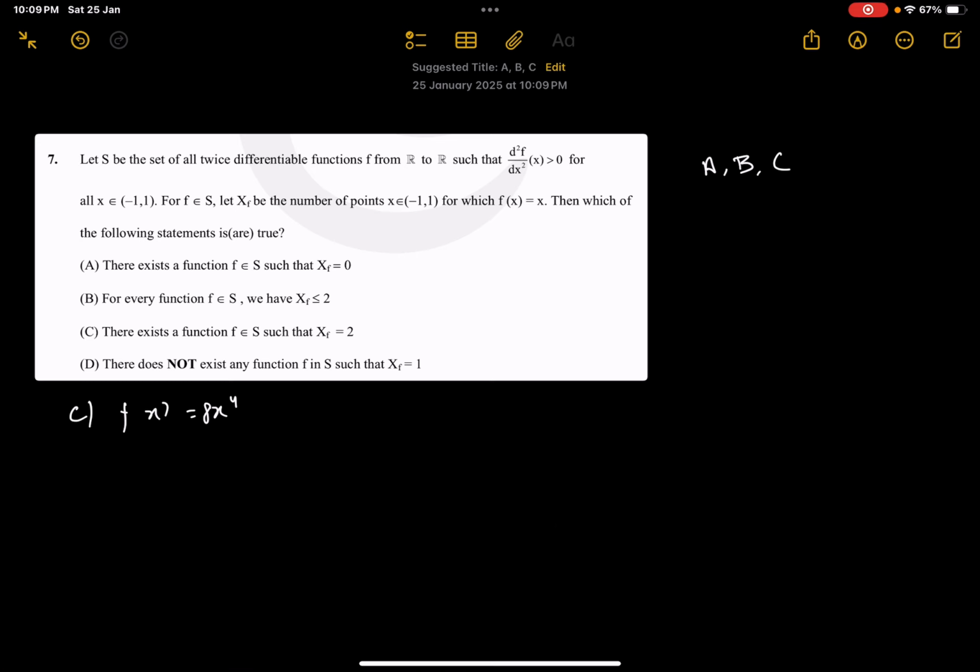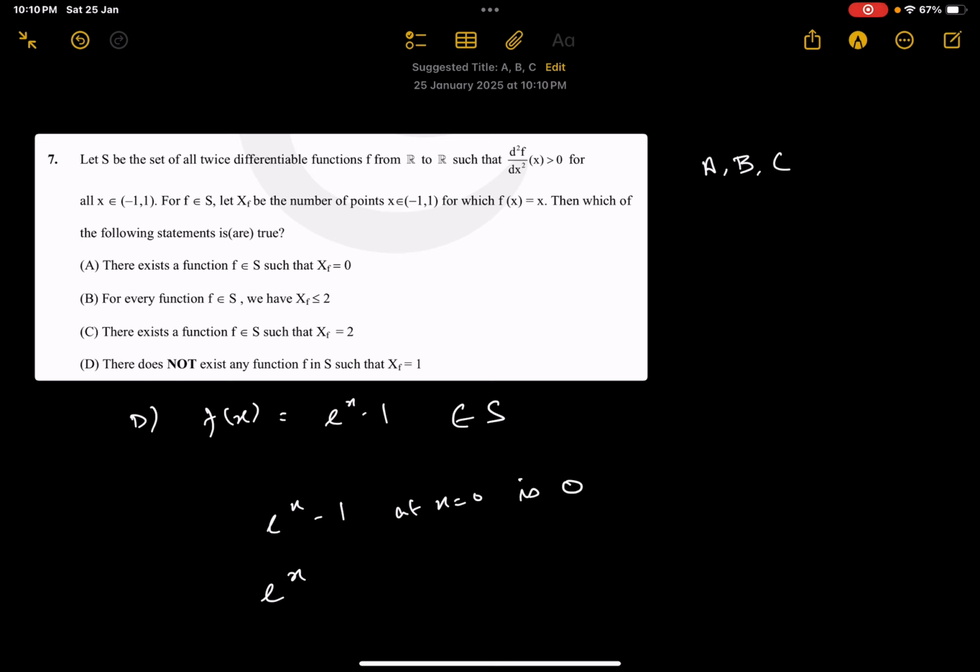And D is incorrect, because for the function e to the power of x minus 1, at x equals 0 it is 0, and otherwise the derivative is e to the power of x, so the function is strictly increasing. Okay, no, this won't really work.